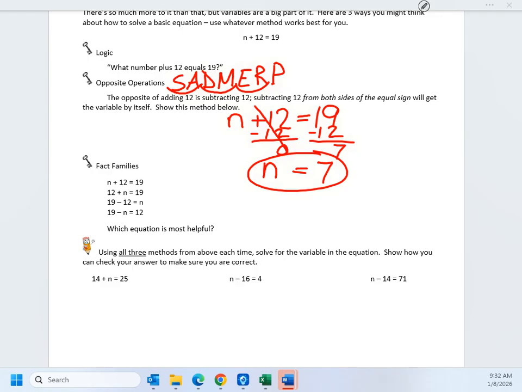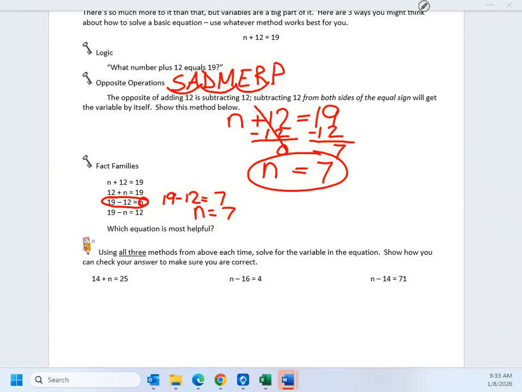Which one of these fact families is going to be the most helpful for us to solve what n equals? Alex? 19 minus 12 equals n. Yeah, that's going to be the most useful. Because we know 19 minus 12 is 7. And that is n. So we know n equals 7. So you can use the fact family to figure it out.